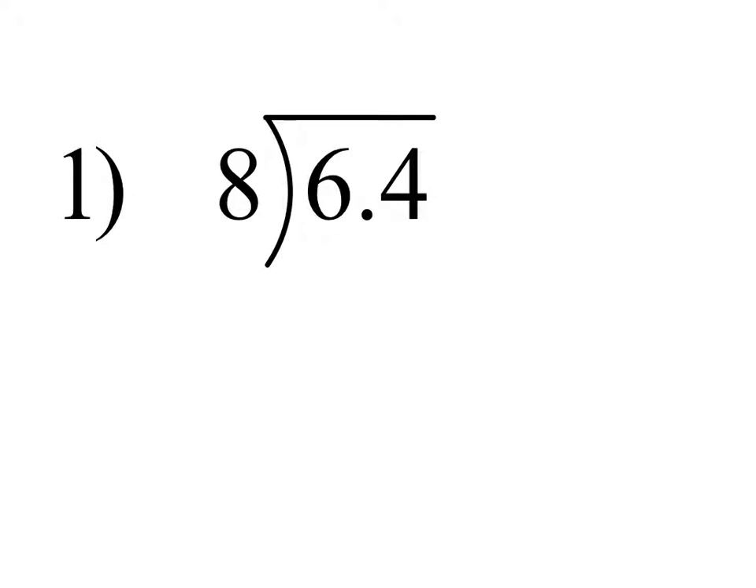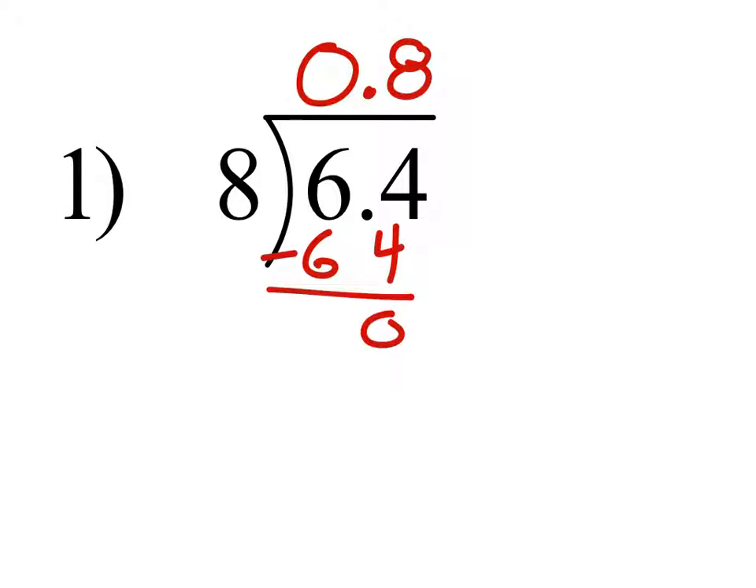But on number 1, well, 8 doesn't go into 6 at all. So I'm going to treat that as 64 now, not 6.4. And how many times does 8 go into 64? Well, that would be 8. So when I multiply this, 8 times 8 is 64. So when I subtract, I have 0 remaining, and that gives me my answer.